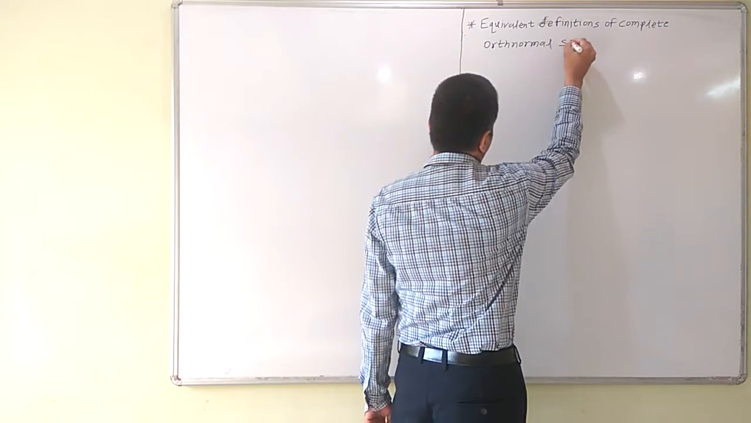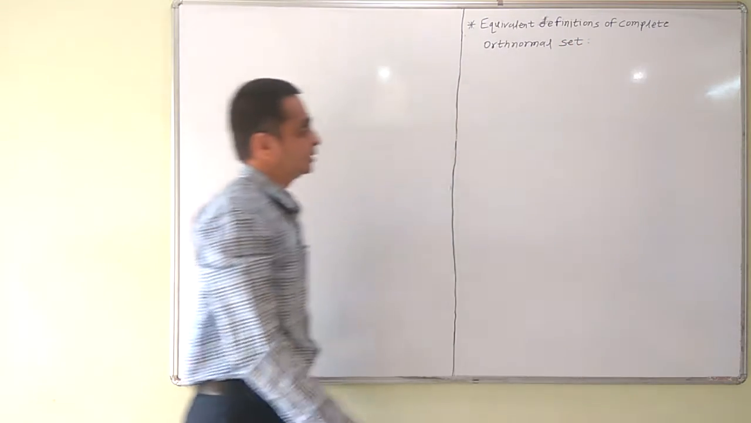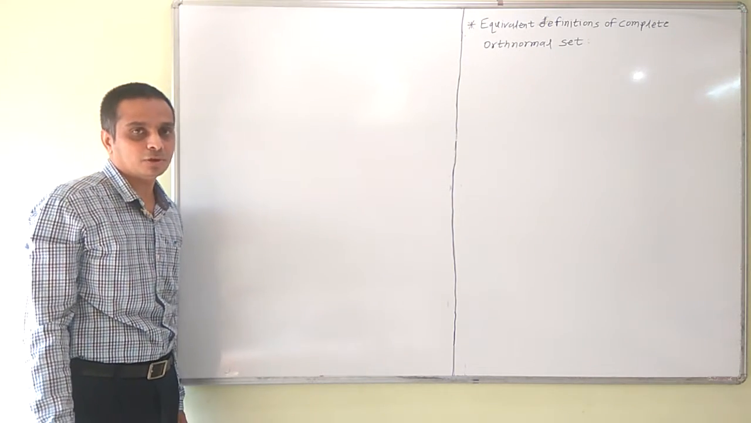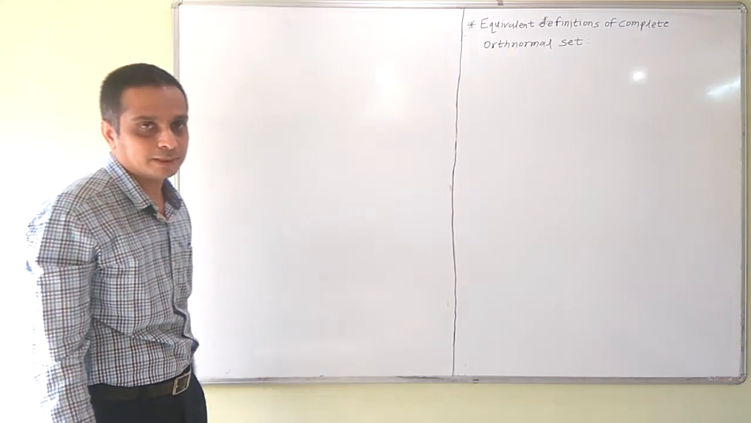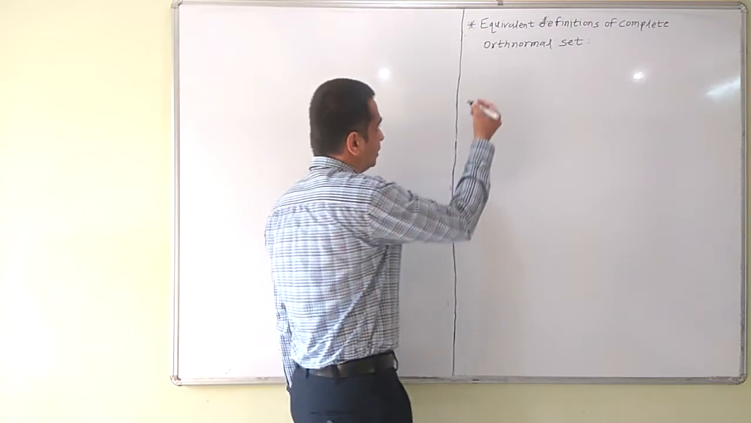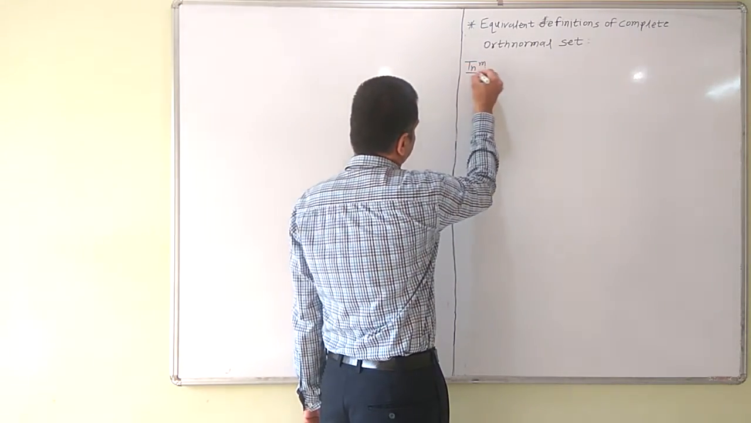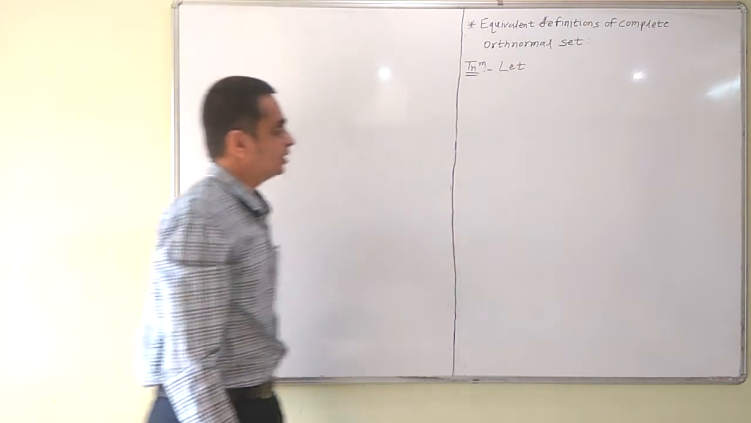In the last lecture, we defined what a complete orthonormal set is. So what is a complete orthonormal set? It is a maximal orthonormal set. That is, there is no proper superset of that set which is orthonormal in Hilbert space H. So let us see which are these equivalent definitions.